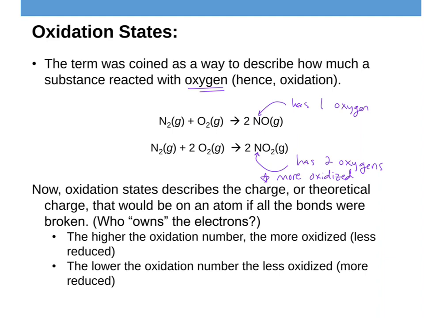Nowadays, oxidation states describe the theoretical charge that would be on an atom if all the bonds were broken. At this point we haven't talked about all the bonds and what they look like, so we can't get too into it, but it really answers the question: to whom do the electrons belong? If we look at a bond between two atoms, who gets the electrons? For example, with carbon and fluorine, a C-F bond, the idea is that fluorine owns the electrons.